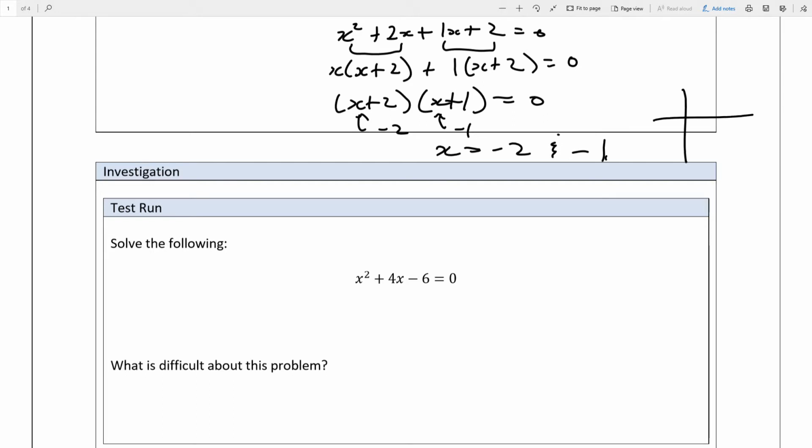So again, these are the x-intercepts. The x-intercepts are at negative 2, which is here, and negative 1, which is here, so it'll look something like this. Okay, so that was straightforward.